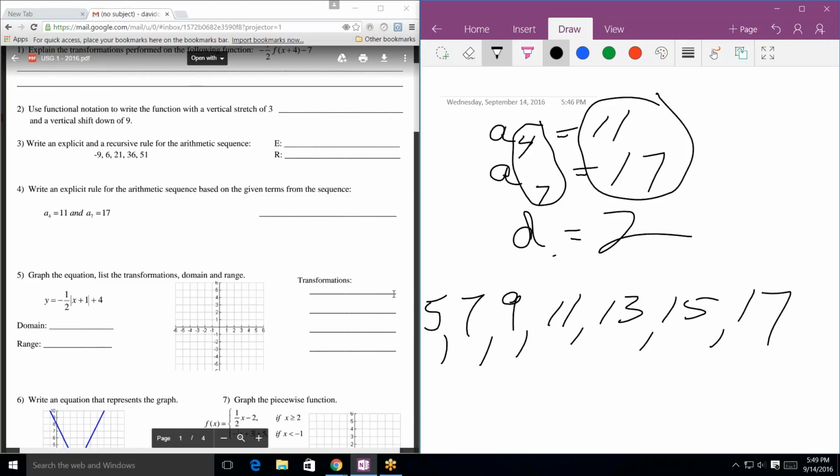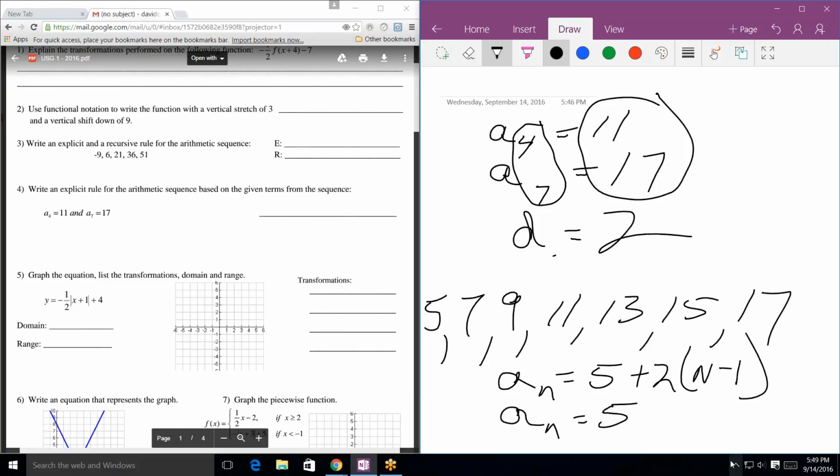I know that this is my sequence, but what is the explicit rule which has to be written in terms of a sub n? Would it be a_n equals 5 plus 2, and then that's times n minus 1? Yeah, and then they usually want you to simplify those. In other words, I can simplify that. What is it? 5 plus 2n minus 2.